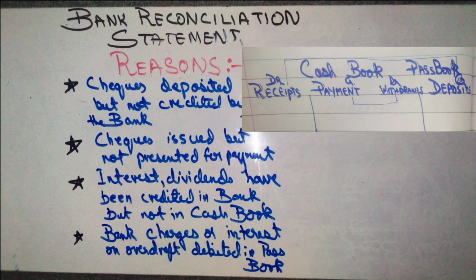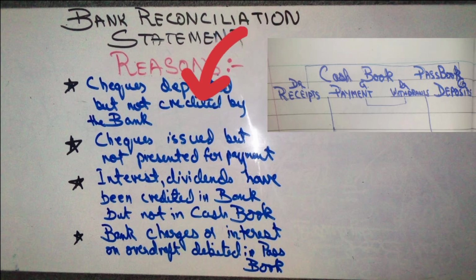The second reason is checks issued but not presented for payment. Means we have issued the check and made an entry in the cash book, but this check has not yet been presented for payment. Means credit side of cash book is showing more balance and debit side of passbook is showing less balance.